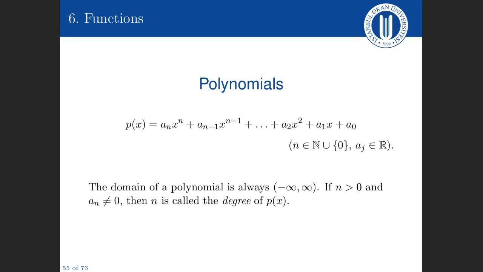And as long as this number n is strictly positive and a_n is not equal to 0, then n is called the degree of a polynomial.